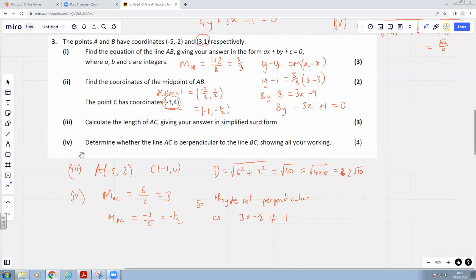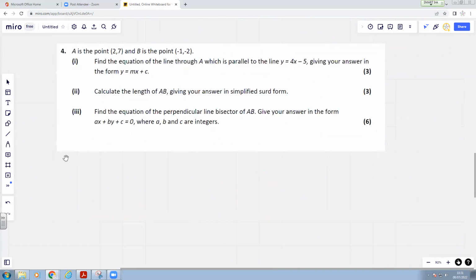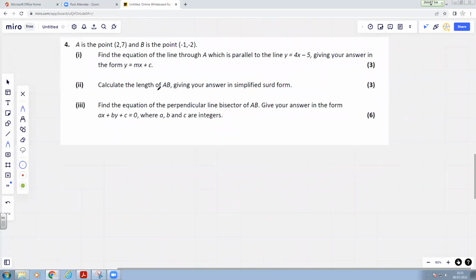Okay, let's try number 4. Number 4, we have A is the point (2, 7) and B is the point (minus 1, 2). Find the equation of the line through A parallel to this, so I know its gradient is 4. And they want us in the form y equals mx plus c. Maybe I'll use y equals mx plus c this time, just for changing it up a bit.